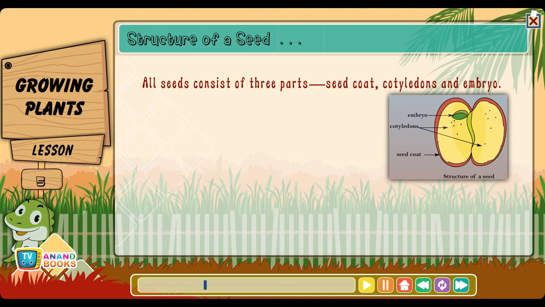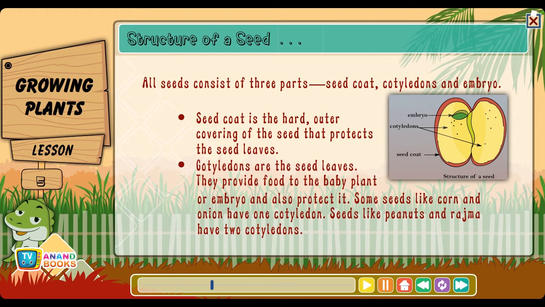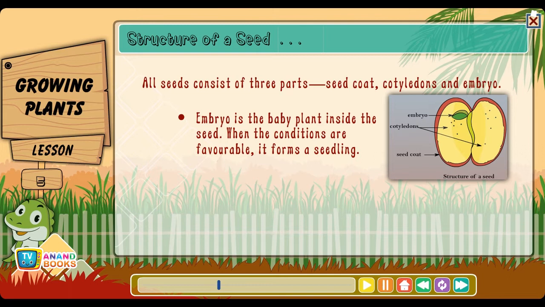Structure of a seed. All seeds consist of three parts: seed coat, cotyledons, and embryo. Seed coat is the hard outer covering of the seed that protects the seed leaves. Cotyledons are the seed leaves. They provide food to the baby plant or embryo and also protect it. Some seeds like corn and onion have one cotyledon. Seeds like peanuts and rajma have two cotyledons. Embryo is the baby plant inside the seed. When the conditions are favorable, it forms a seedling.